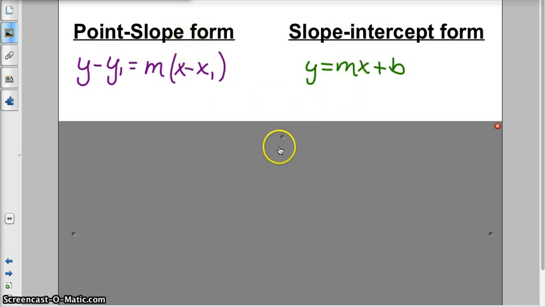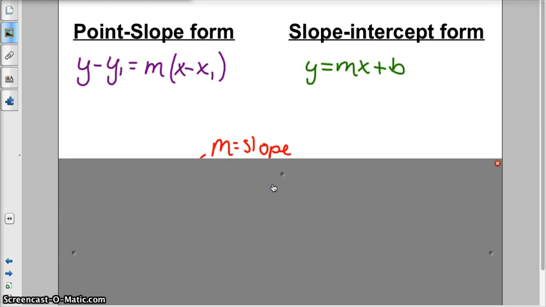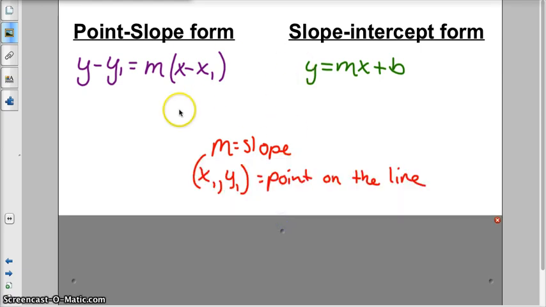that we can graph. Couple reminders: m equals slope in both of the equations, and x sub 1, y sub 1 in point-slope form is just a point on the line. If you were to write those as an ordered pair, they would be a point that lands on the line.